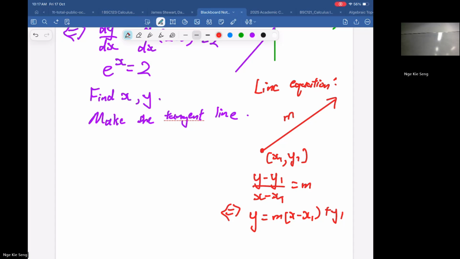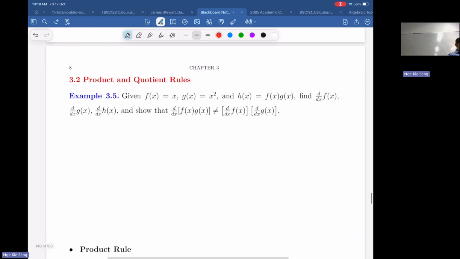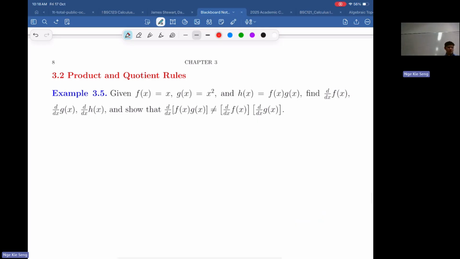Okay. So you find your x and y, and then you plug in this formula because you already know your gradient, right? In this case, it is 2. And then you just need to find your x1, y1. Okay, any other question? No? Okay, very straightforward. Please go back and do it. All right, let's go to the product rule and quotient rule.